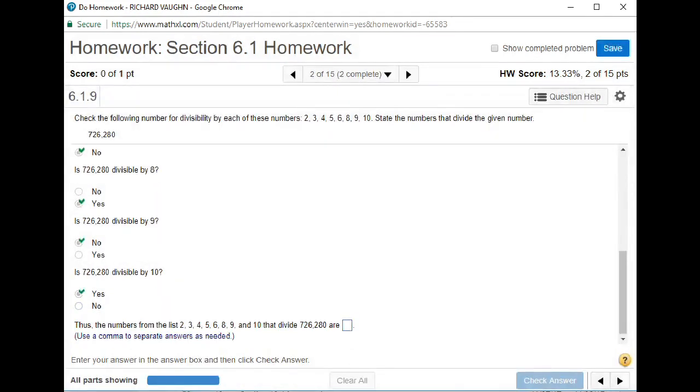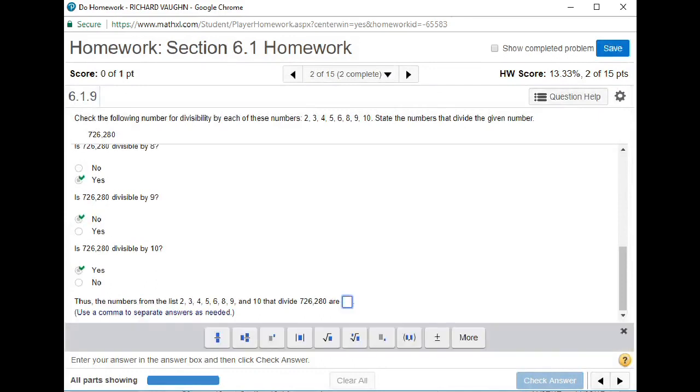All right, so the numbers from this list that divide 726, just summarizing what we did before: 2, yes. 3, no. 4, yes. 5, and then 8 and 10.